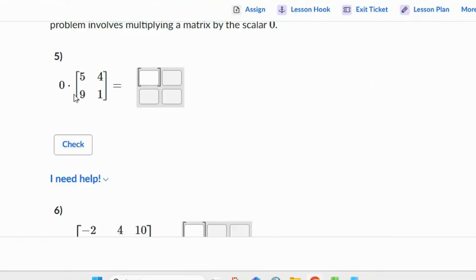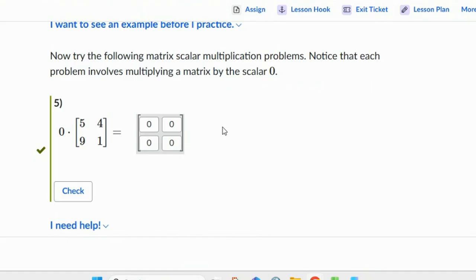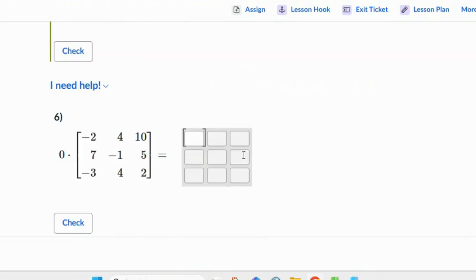0 times 5, 4, 9, 1. What is 0 times 5? What is 0 times 4? What is 0 times 9? Yeah, I think you have the idea on that. If we multiply by a zero, that's also going to create a zero matrix. Because this works just like normal math does. If you multiply something by zero, you get zero. It's just we have to put it in matrix form because the answer would be a matrix.